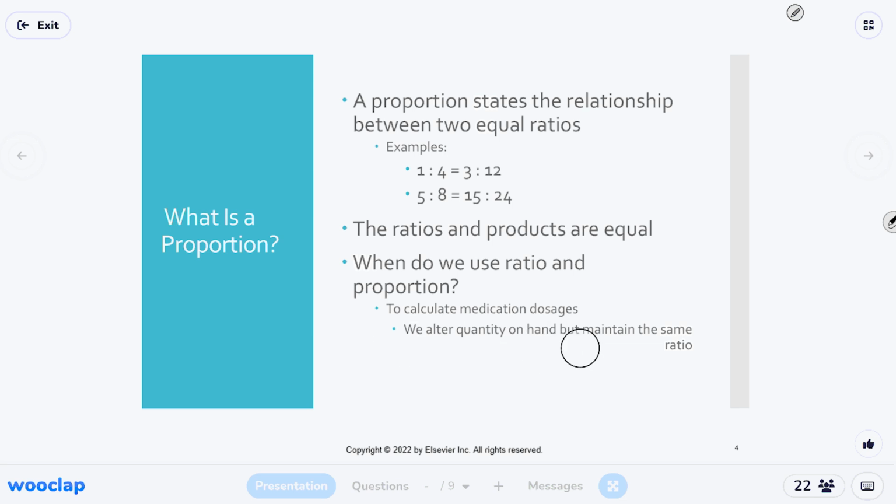And so all they're saying up here, example, is you can kind of see this. It's saying 1 is to 4 as 3 is to 12. What is that saying? It's basically saying, well, if I take 3 times 4, it gives me 12. It's saying that this is equivalent.